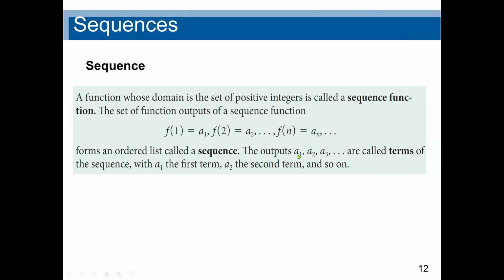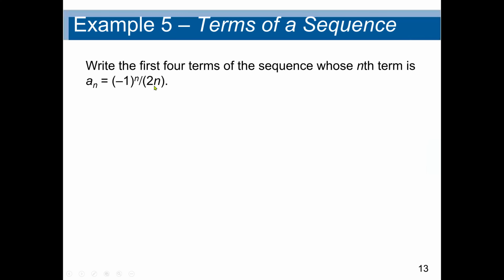The difference between A1 and A2 is the same as between A2 and A3. So let's see an example of how this works. Here, for example, they say we should write the first 4 terms of a sequence whose nth term is an equals (-1) to the power n divided by 2n. So this means we are going to write the first 4 terms.